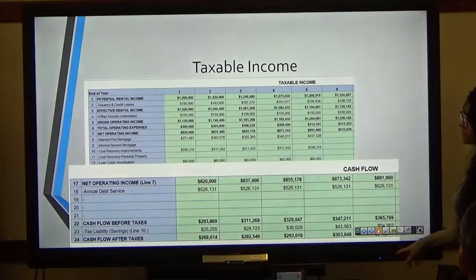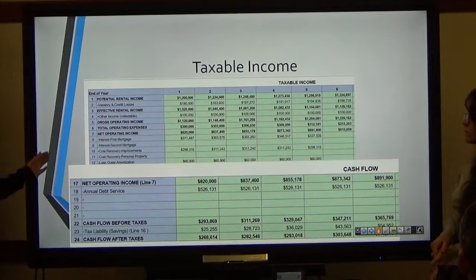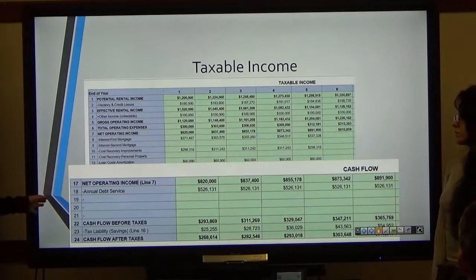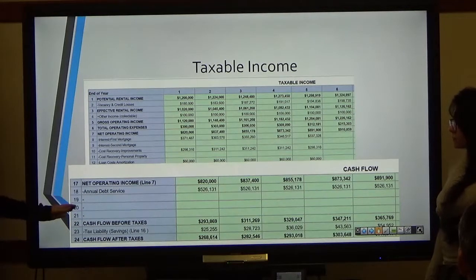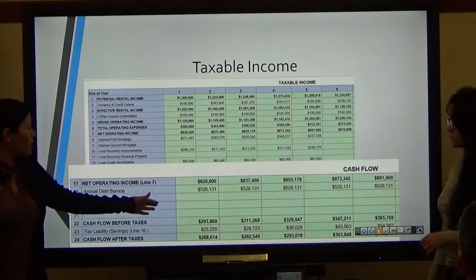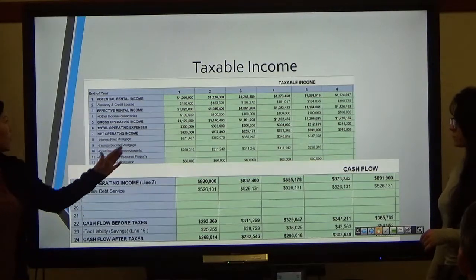Now, taxable income. I decided to go ahead and include all of this because any questions that we might have, we can just refer to this. And so here we show the cash flow before taxes. So year 1, 2, 3, all the way to 5.